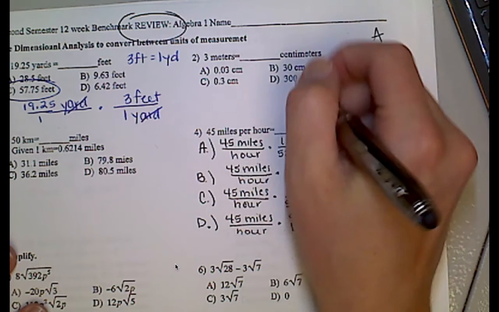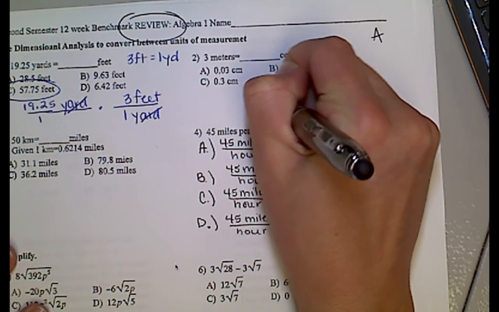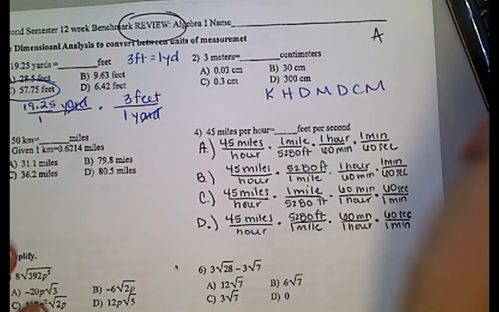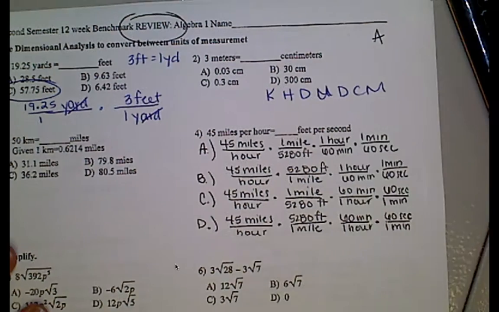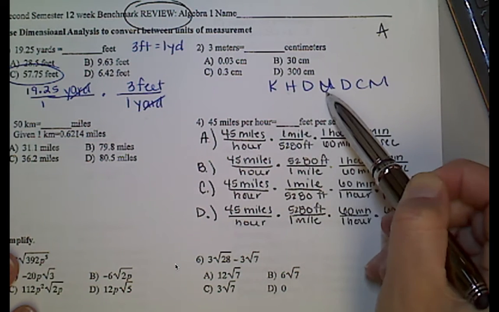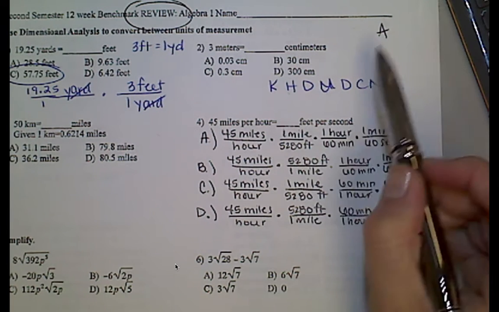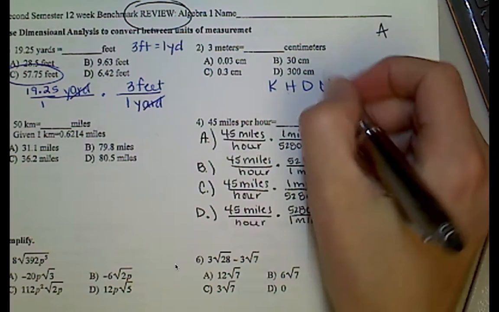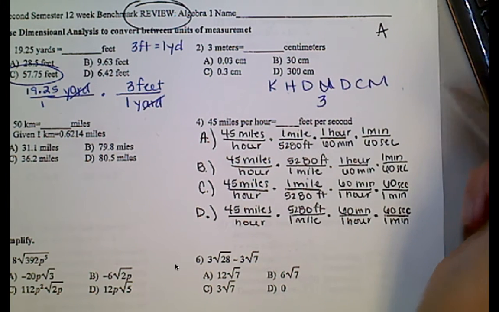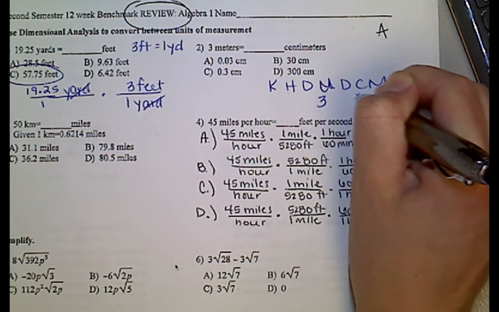Okay, next one, you're going to need your mnemonic device. Some of you guys put a U there; either one's fine. So King Henry died unusually drinking chocolate milk. When I look at this, I'm given 3 meters, which is under the U. So I'm going to start with 3 meters right here, and we're going to go to centimeters, which is our goal right there.